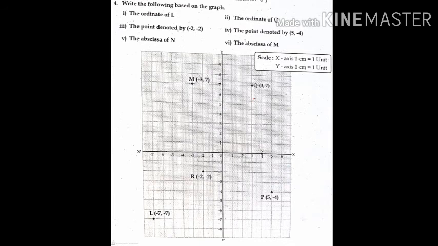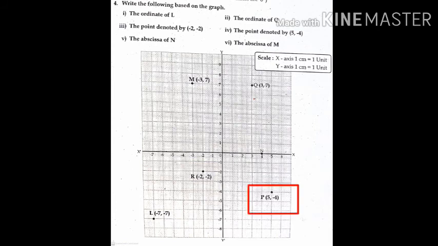Next question, fourth one. Write the following based on the graph. First question, the ordinate of L. Answer is -7 because the y coordinate is called ordinate. Second question, the ordinate of Q. Solution, 7 is the ordinate since it is the y coordinate. Third question, the point denoted by (-2, -2). Answer is R.